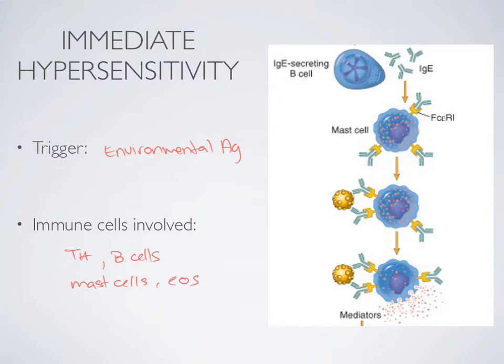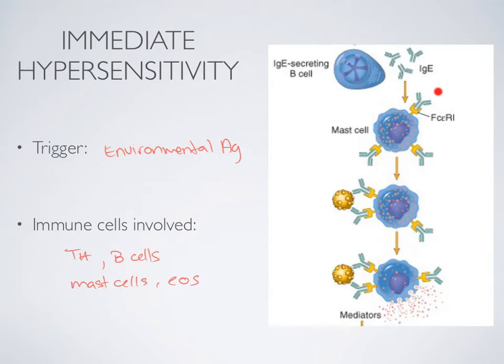And remember, the constant region is antibody class specific. So IgGs, IgMs, IgAs, they won't bind to mast cells, only IgEs. But it can be any IgE. That's why some people are allergic to cats, and some people are allergic to mold, and some people are allergic to peanuts, because they're all producing different IgEs to that specific environmental antigen.